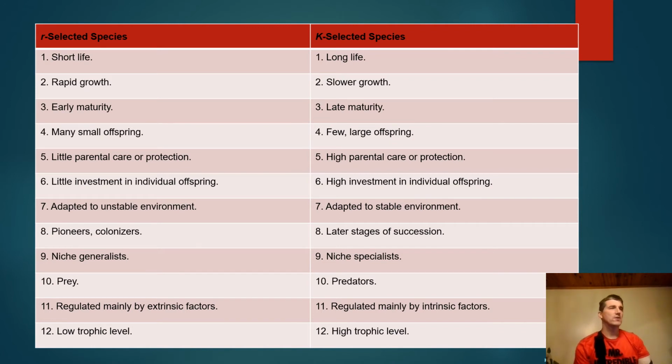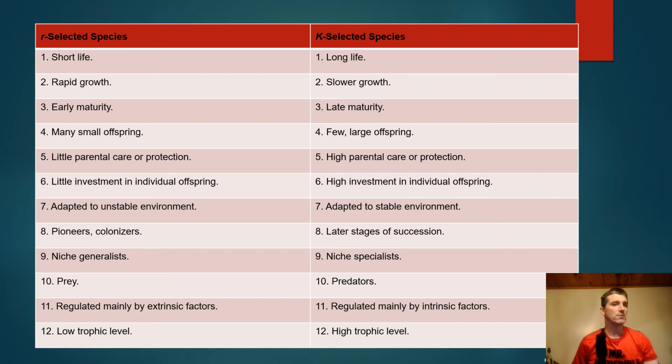Those R-selected species typically have a short life. Think about things like insects, versus K-selected species have a long life. The R-selected species typically grow really fast, where K-selected species grow slow. R-selected species are able to reproduce very quickly, like cockroaches can reproduce after 3 months, versus K-selected species reproduce later in life. There's many offspring with R-selected species versus a few large offspring for K-selected species.